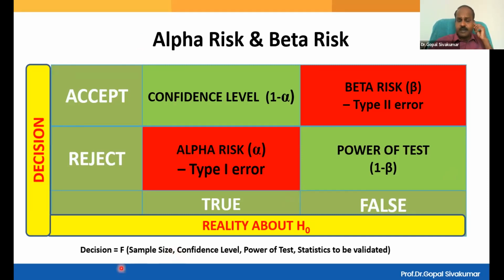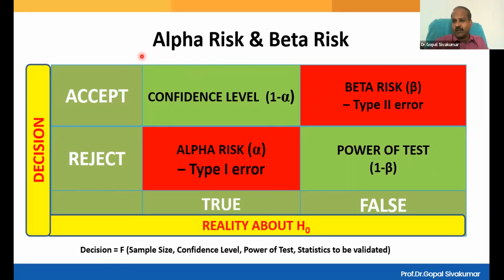And see here, there is an interdependency between your sample size, sampling technique, the confidence level, power of test, and the statistics you are trying to validate. Statistics means the difference in the statistics. If the difference is more, you can prove the difference with just less sample. But when the difference is less, you may require more samples to prove the difference, right? So this is called alpha risk and beta risk in hypothesis testing.